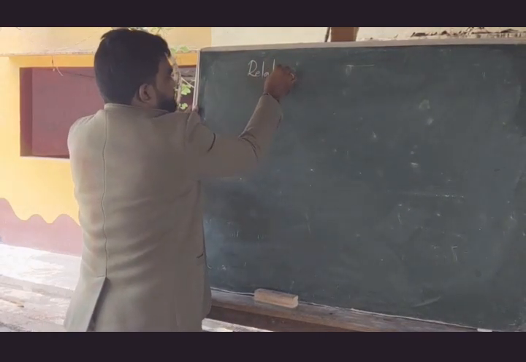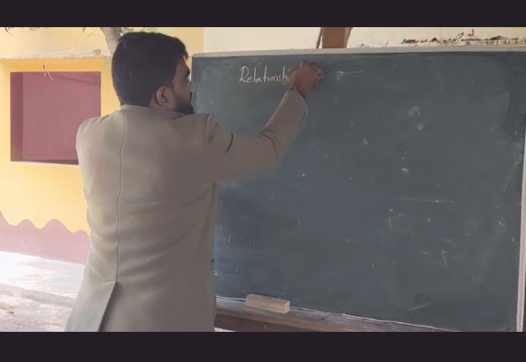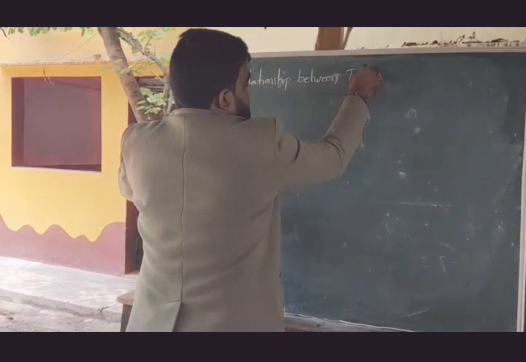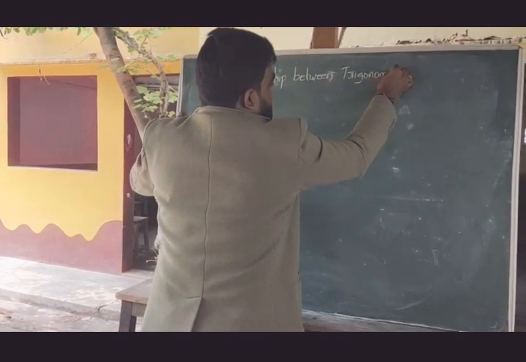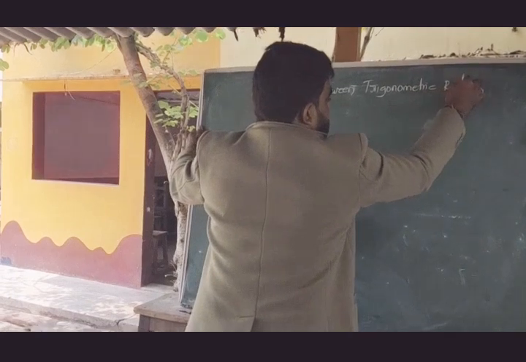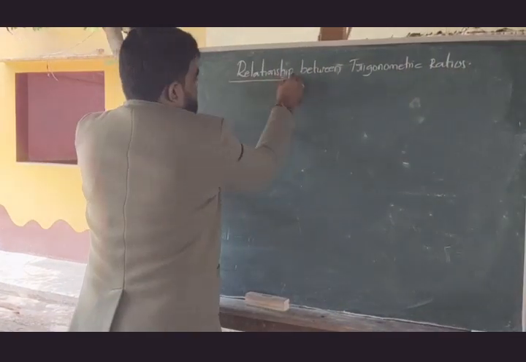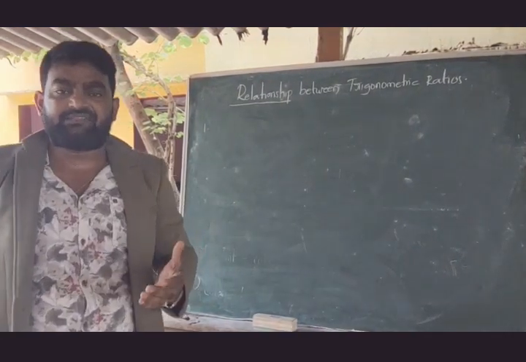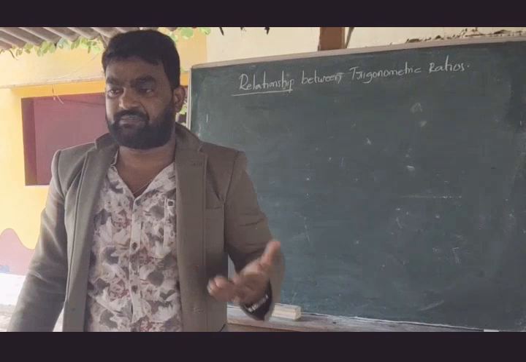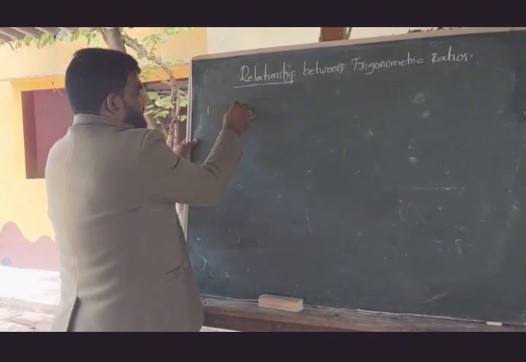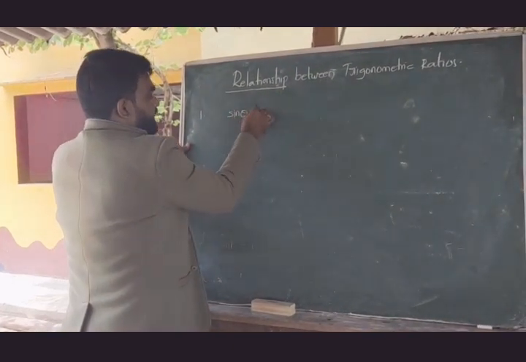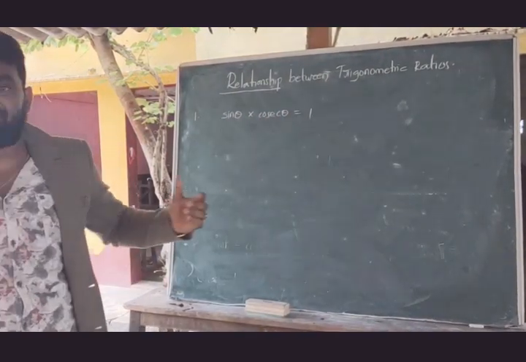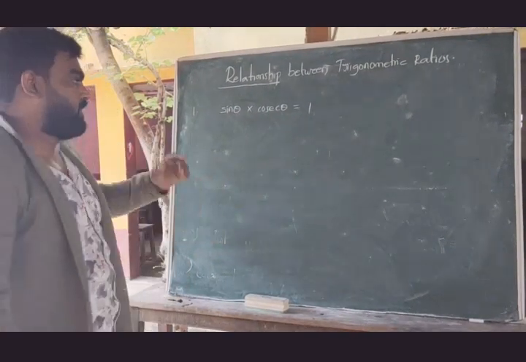Relationship between trigonometric ratios. First one. Already I explained, sine is a reciprocal of cosecant as well as cosecant is a reciprocal of sine. So, sin theta into cosecant theta is equal to 1.